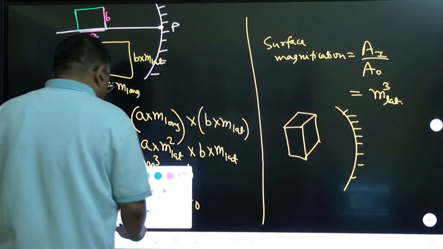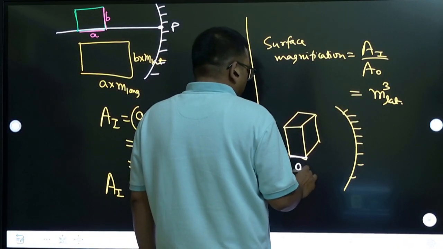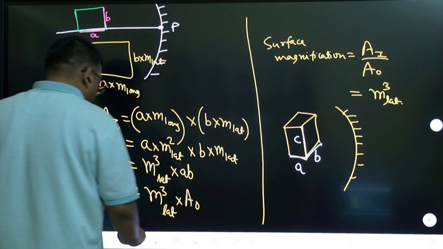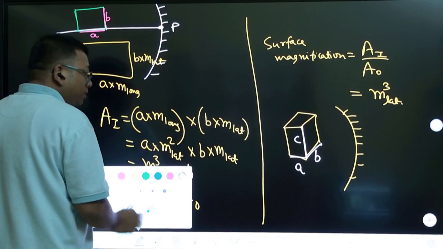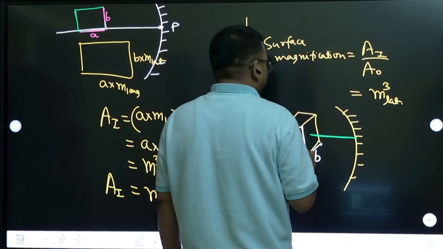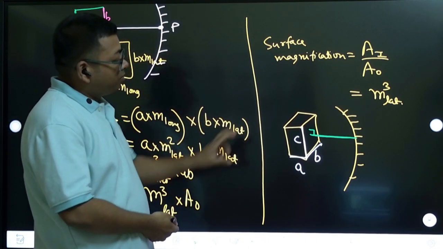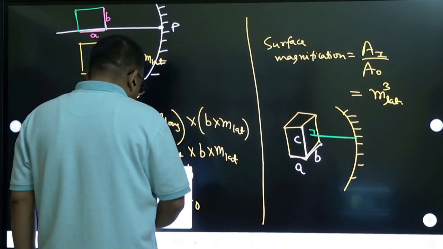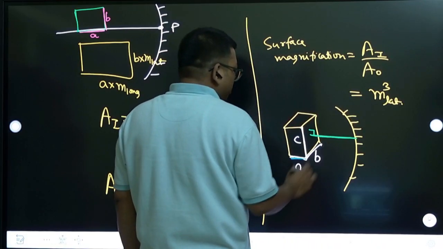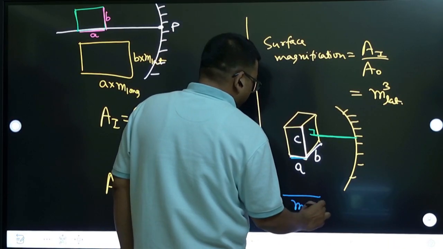Okay, if a cube or cuboid is kept here, what we need to note is, suppose this side is A, this side is B, and this side is C, and let us say that the principal axis is perpendicular to this face. Principal axis is perpendicular to the face of BC, right? So in that case, you should note that this A, which is parallel to principal axis, will become m longitudinal times A.